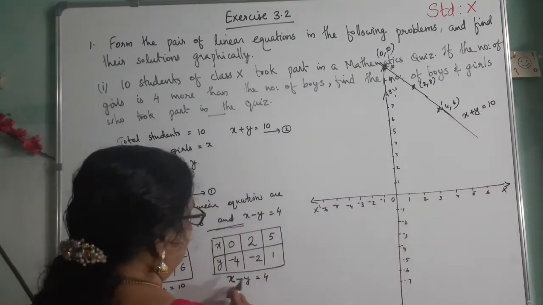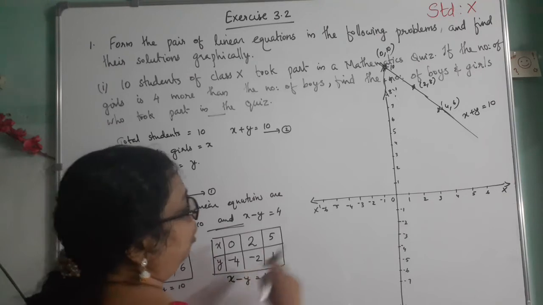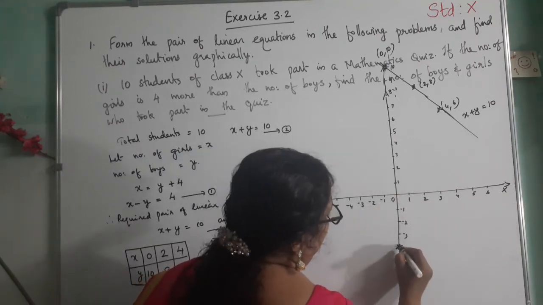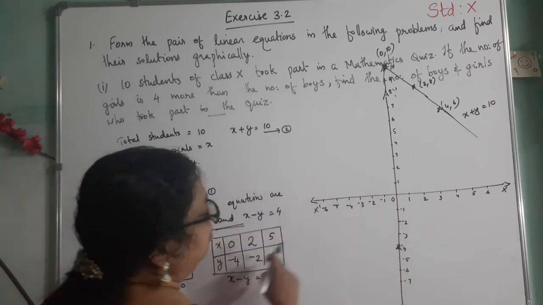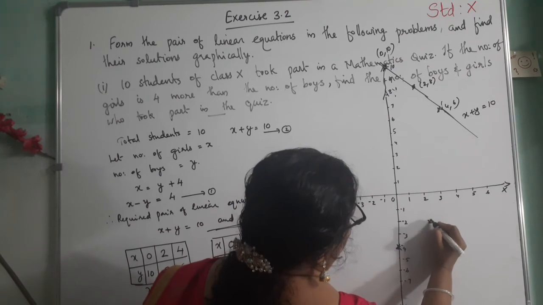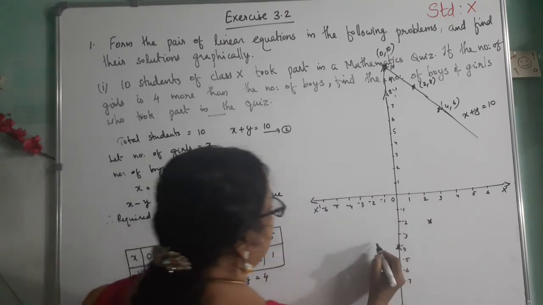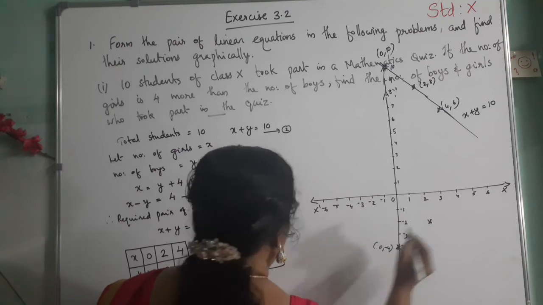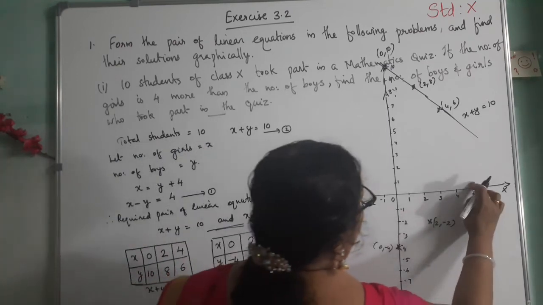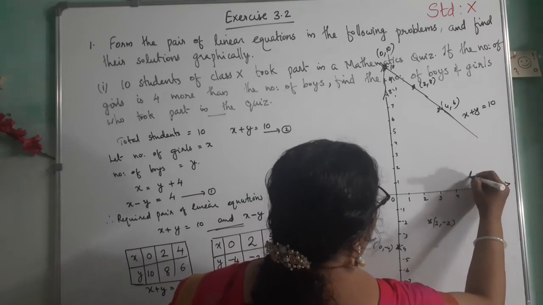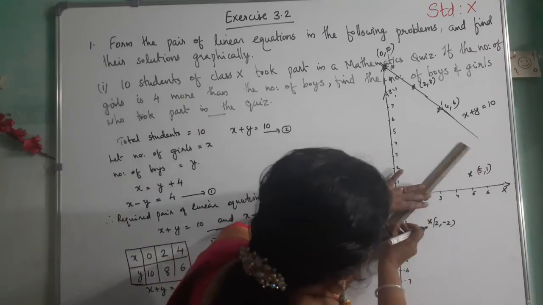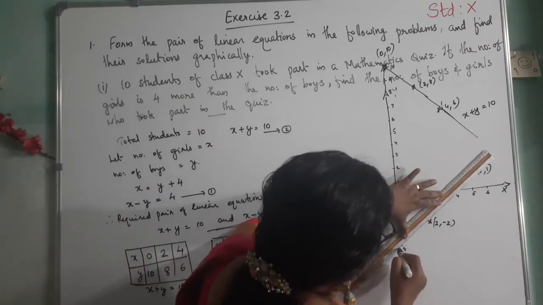This is x plus y is equal to 10. And the next line is x minus y is equal to 4. 0 and minus 4, here is the point. Then 2 and minus 2. 2 here, then minus 2 is here. Then this is 0, minus 4, and this is 2, minus 2. Then 5 and 1. 5 here, then 1 is here. This is 5, 1. So these 3 points we draw.